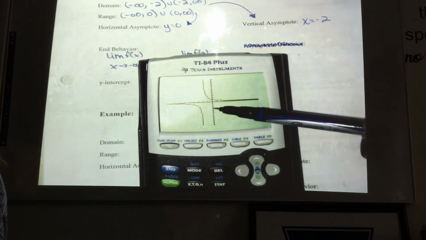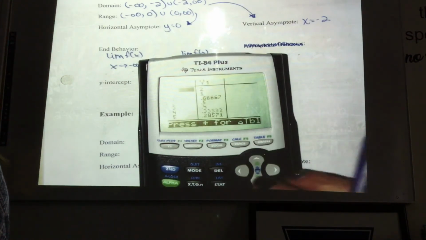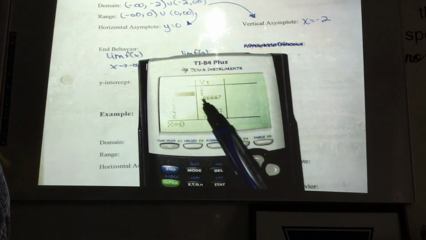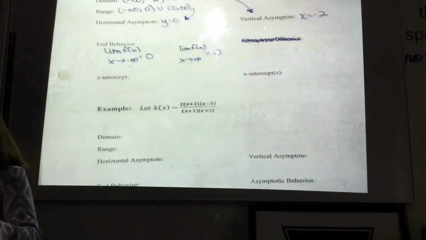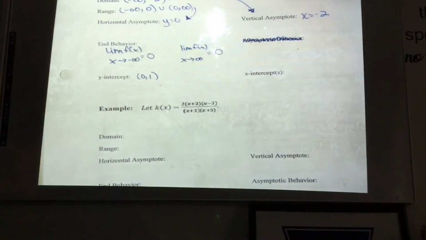But you know what? I don't want to assume, so let's go to my table. When x is 0, that's going to give me my y-intercept. When x is 0, what's y? 1. So that verified it actually did cross at 1.